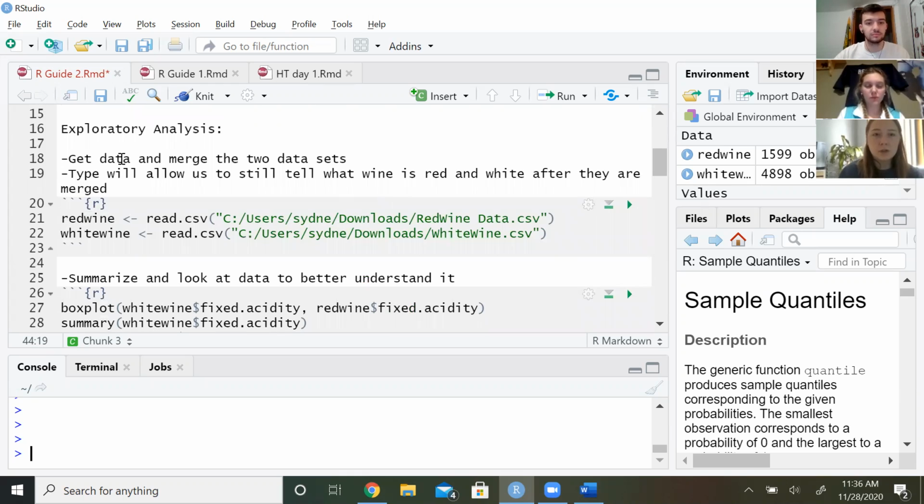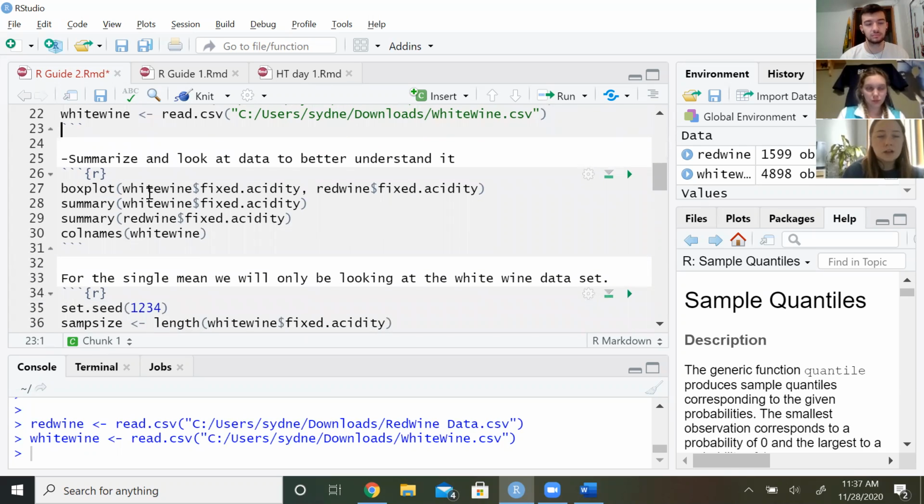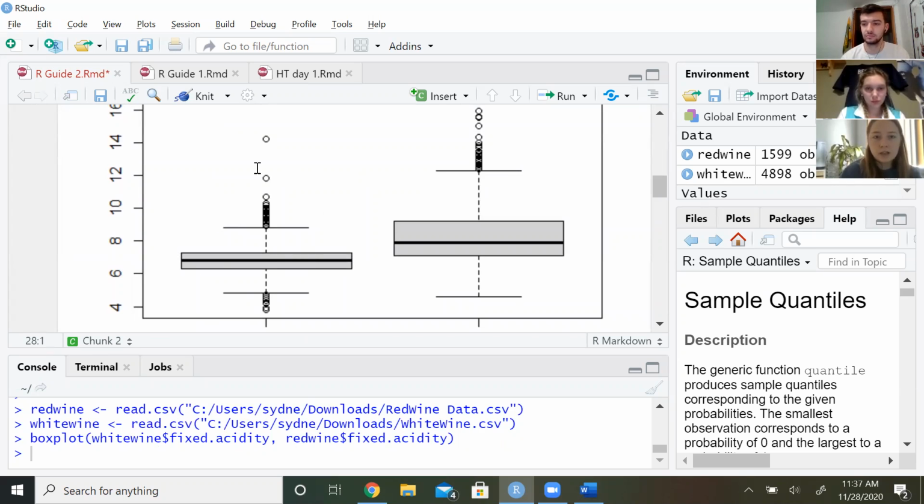So then we can get into our exploratory analysis, where we took the two data sets, and we're actually not merging the data sets this time. So we're getting our data from these two files, our red wine and our white wine. And then we are going to summarize it so that we can see it a little bit better. By doing the box plot, we have white wine first and then red wine. So here we have our white wine box plot, and here's our red wine box plot. When we compare the two, we're going to assume that red wine is going to have higher acidity levels than the white wine.